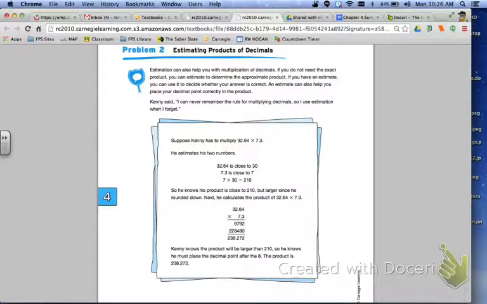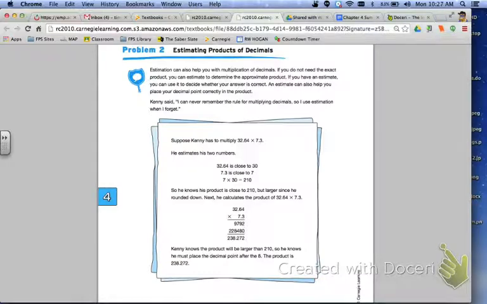Let's go ahead and turn to problem 2 on page 274, looking at estimating products of decimals. Estimation can also help you with multiplication of decimals. If you do not need the exact product, you can estimate to determine the approximate product. If you have an estimate, you can use it to decide whether your answer is correct. An estimate can also help you place your decimal point correctly in the product.